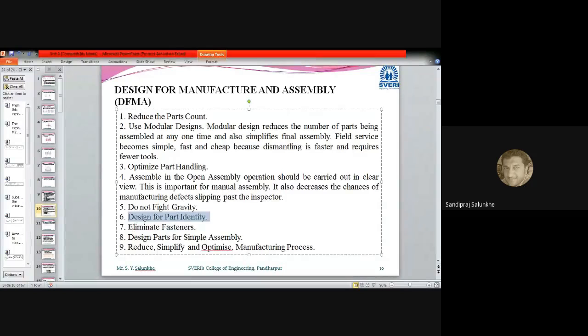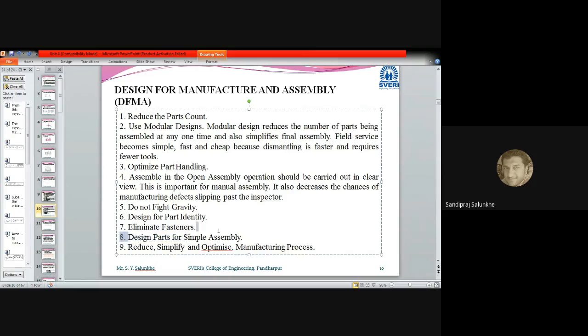Then, as far as possible, eliminate the fasteners. Fastener means nut and bolt. Rivet is a permanent fastener, whereas nut and bolt is a temporary fastener. But it is not possible to completely avoid fasteners. As far as possible, we have to eliminate them.